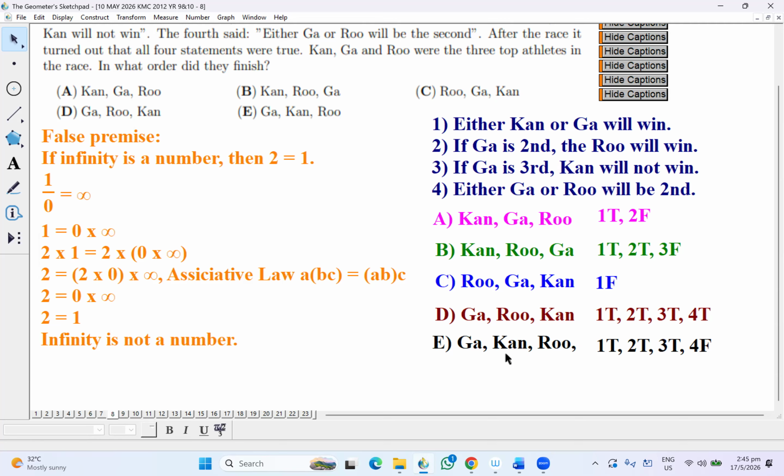The only difficult part is the false premise. When the premise is false, you can claim anything, so we say true. Once the premise is false, then we do not say the statement is true already. You see, if you have infinity, 2 equal 1, 2 equal 1 already.